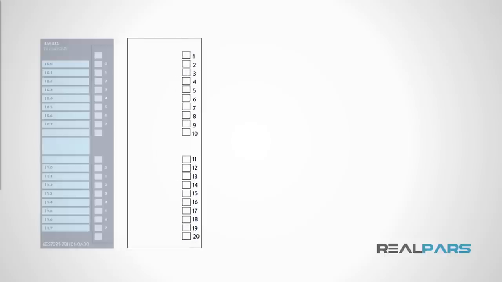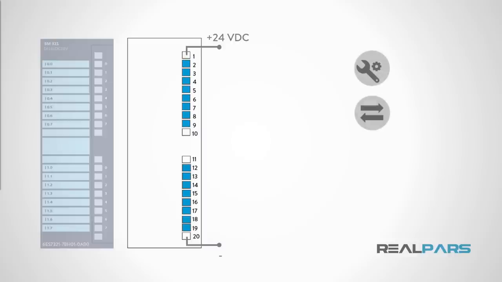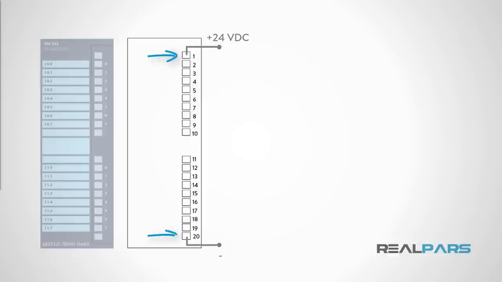The SM321 has 20 screw terminals to which the digital inputs are connected. As we saw previously, for 2-wire discrete DC sensors, each digital input requires the connection of 2 wires. The SM321 card requires 24-volt DC power to perform several functions. First, the card itself requires power to light the status LEDs, perform diagnostics, and to communicate the card's input statuses back to the PLC. Power to the card is supplied by a 24-volt DC power supply connected to terminals 1 and 20.